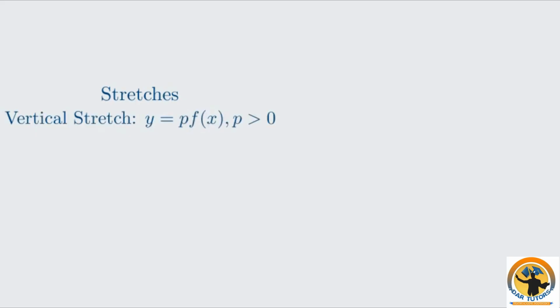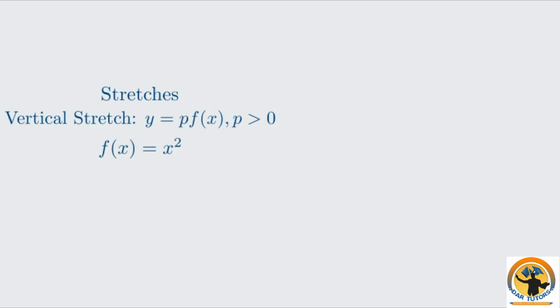Now let's move on to our second type of transformation, stretches. A stretch changes the shape of the graph by scaling it. Like translations, we have two types, vertical and horizontal stretches. Let's start with vertical stretches. These are controlled by multiplying the entire function by a constant. The general form is y equals p times f of x, where p is a positive constant called the scale factor. If p is greater than 1, the graph is stretched away from the x-axis. If p is between 0 and 1, the graph is compressed towards the x-axis.